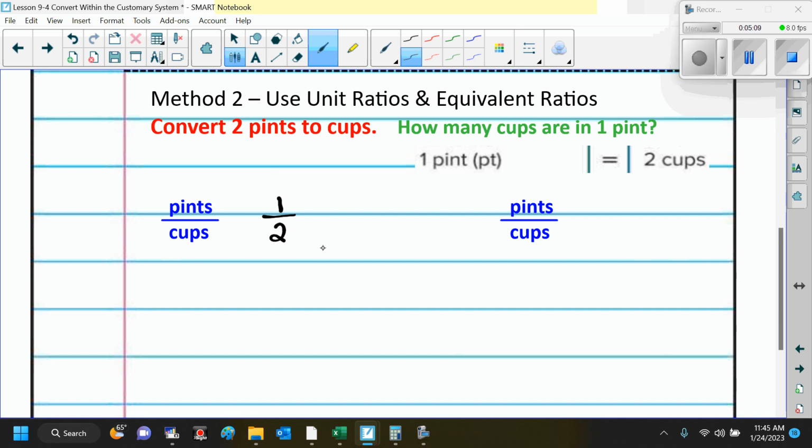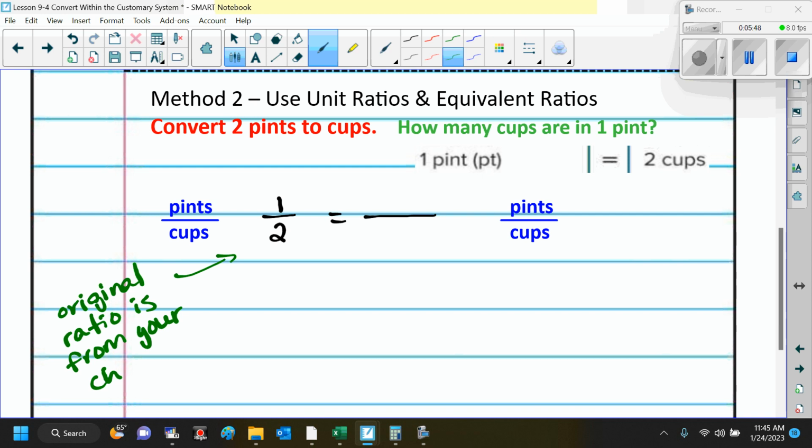Now, I want to remind you that usually I will just write the numbers in the calculations. My units are over on the side to remind myself what I'm working with. And then I'm going to put my units at the end when I get my final answer. So this 1 to 2, that is our original ratio. The original ratio, make sure you write this down, is from your conversion chart. Make sure you write that down to remind yourself.